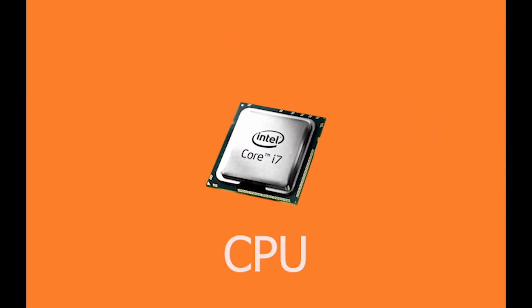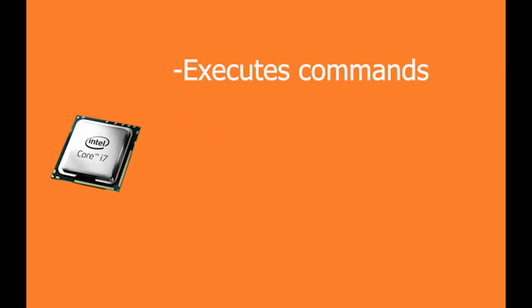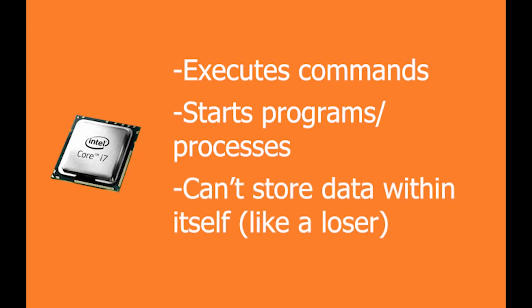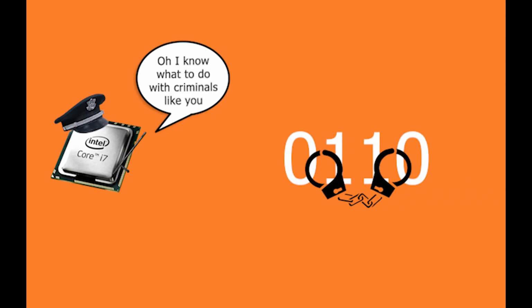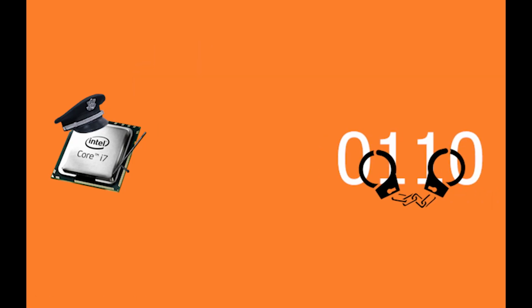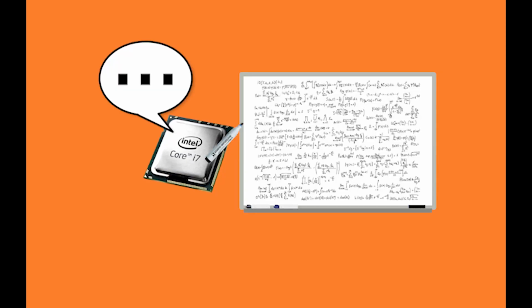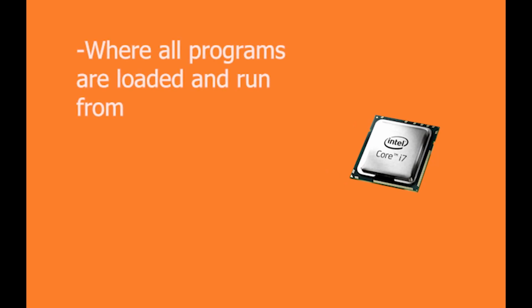The Central Processing Unit, or CPU for short, is the component where your computer executes commands and starts programs and processes. The CPU doesn't have the capability to store very much data within itself, but it is very good at figuring out what to do with the data it receives. The CPU is able to quickly read and arrange data, as well as do the intense and difficult calculations needed to run the programs on a user's computer. This little piece of hardware is essentially where your programs are run from.